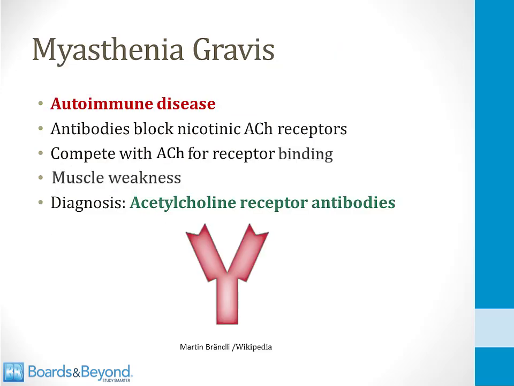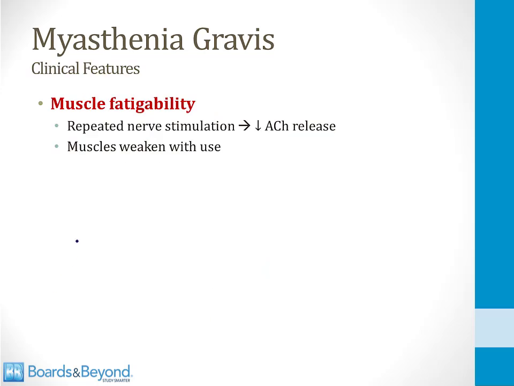So now we're going to talk about specific neuromuscular junction disorders, and these diseases are very easy to understand if you just know how a neuromuscular junction works. We'll start with myasthenia gravis, which is an autoimmune disease where antibodies are produced that block nicotinic acetylcholine receptors. Basically, the antibodies compete with acetylcholine for receptor binding, and this leads to muscle weakness. And so it should be very easy to understand that you can make a diagnosis of myasthenia gravis by testing for acetylcholine receptor antibodies. Let's talk about the clinical features of myasthenia gravis.